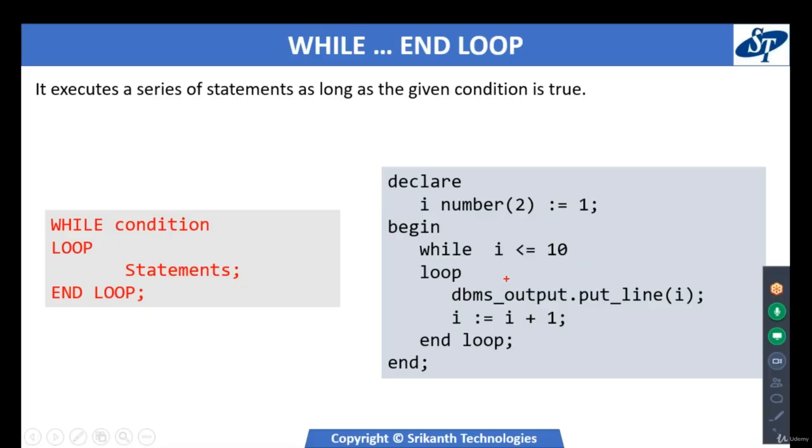So this loop is to print, again, numbers 1 to 10, but this time we are not using exit, because the while loop itself is providing a condition and terminates the loop when the condition is false.